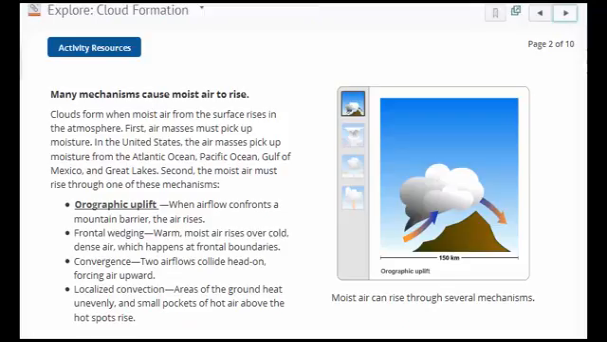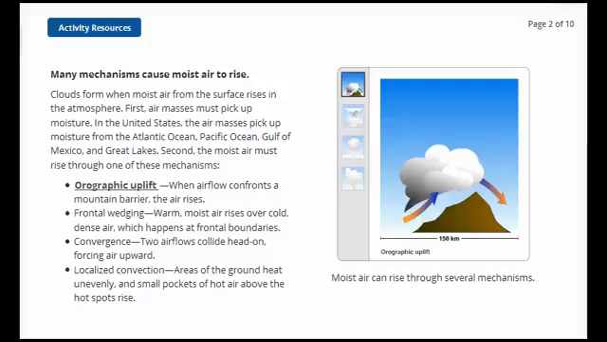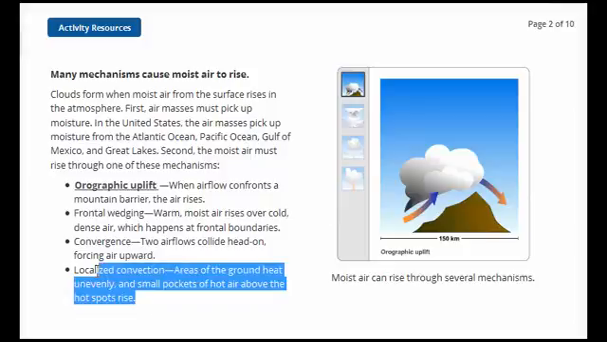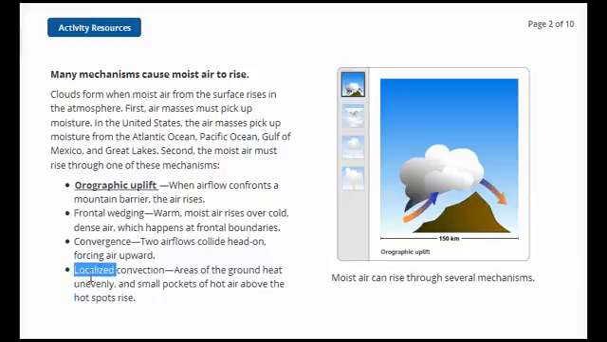Many mechanisms can cause moist air to rise. In order for us to get a cloud, we need to have moisture rise up into the air. There's a couple things that can cause that to happen. For example, localized convection. If an area on the ground heats unevenly and air rises, that can cause a cloud to form. Something that we talk a lot about is called orographic uplift.